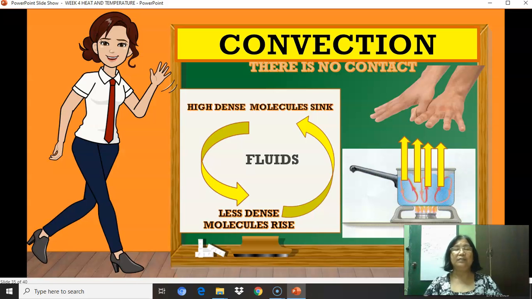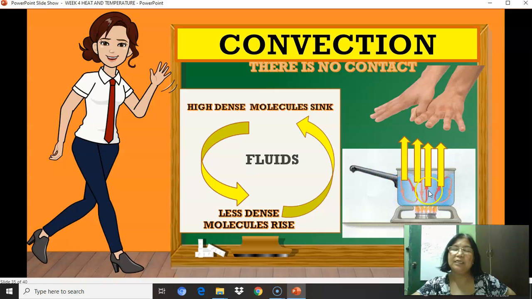We know the other method is what we call convection. In convection, there is no contact. Okay? But how does the heat transfer through convection? For example, this casserole filled with water, when you put it on top of an open stove, the heat coming from the stove goes to the kitchenware, which is made of metal, and it gets hot. So this part, conduction pa yan kasi may medium.